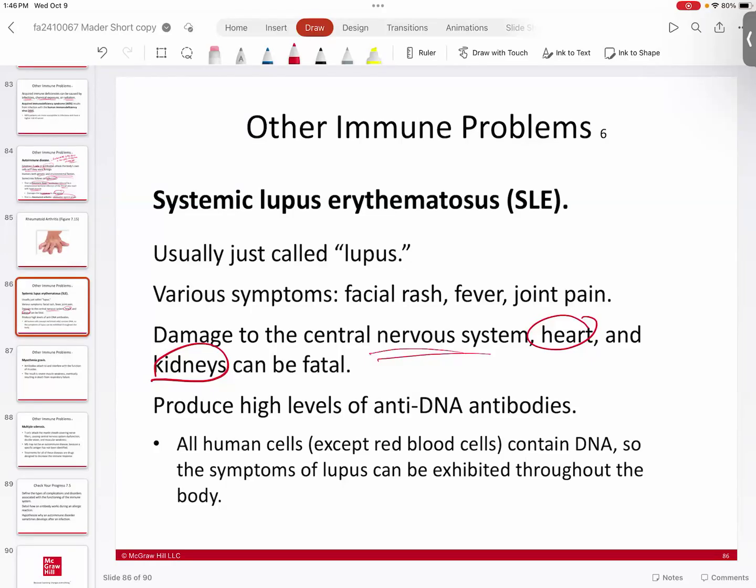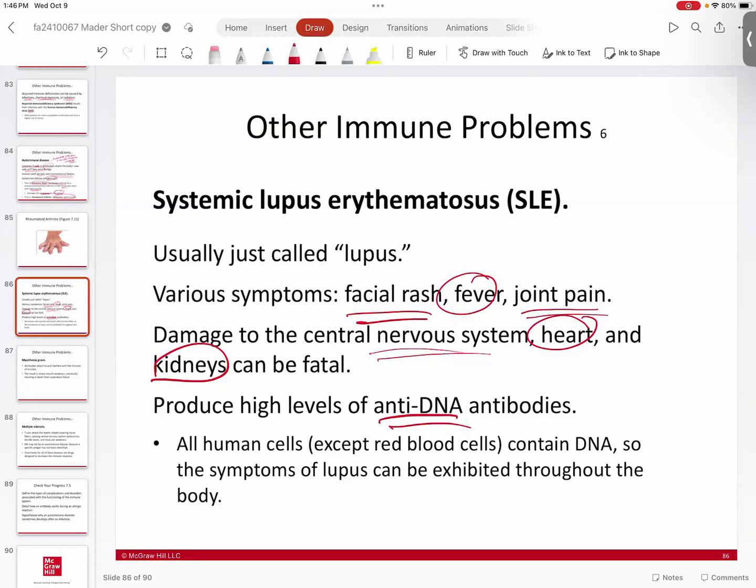So oftentimes you'll see this as kind of a facial rash. Oftentimes it'll be accompanied with fever and joint pain because those are all the areas that are getting attacked. So what are they attacking? Well, what's happening is with lupus, you're creating antibodies against your own DNA. So pretty much every cell in your body has DNA in it, except for your red blood cells. So that's the reason why the lupus symptoms are spread throughout your entire body, because just about every cell in your body has DNA.